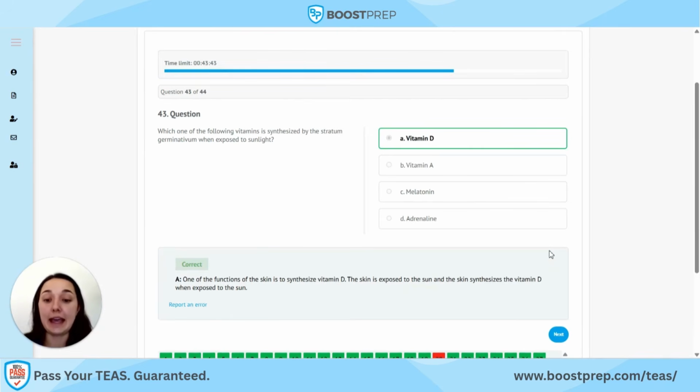The answer is A. Vitamin D. One of the functions of the skin is to synthesize vitamin D. The skin is exposed to the sun, and the skin synthesizes the vitamin D when exposed to the sun.